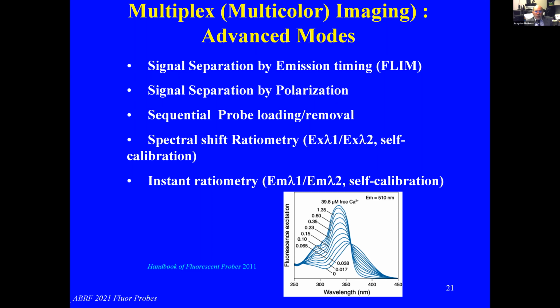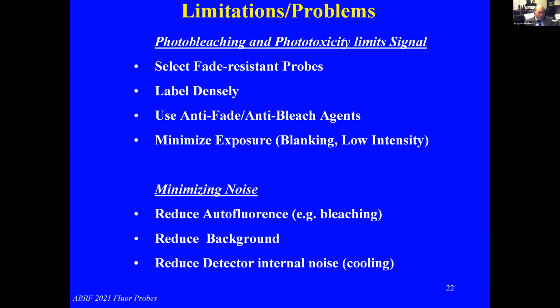So besides the probe properties, environment factors and excitation emission values may have variation in time or in space. And self-calibration methods allow to overcome this and get exact results. Okay, now briefly about some limitations and problems that we may run into.